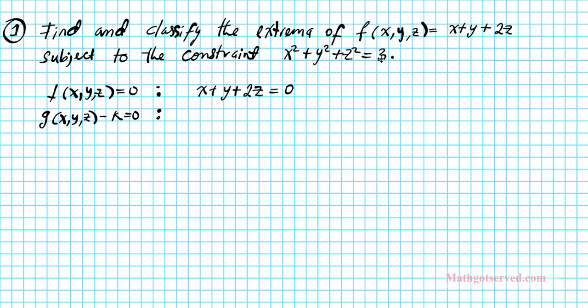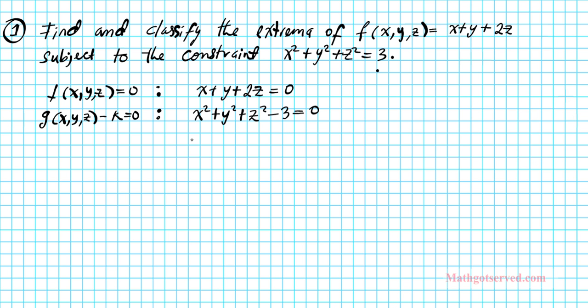How do we accomplish that? Simply subtract 3 from both sides. So you're going to have x squared plus y squared plus z squared minus 3 equals 0. So there you have your two equations. Now what does this help us do?